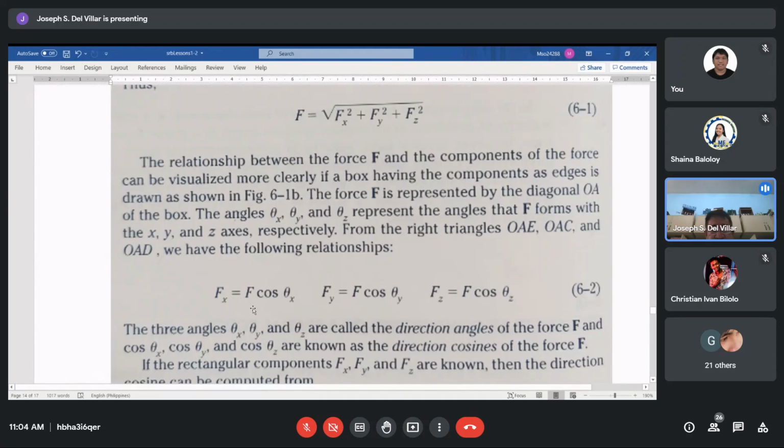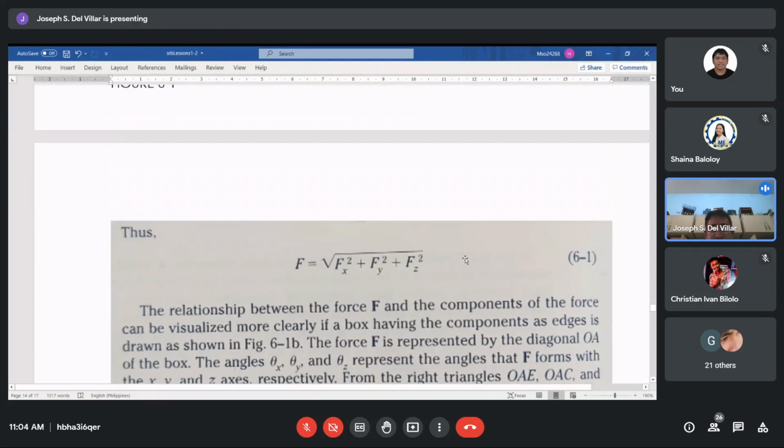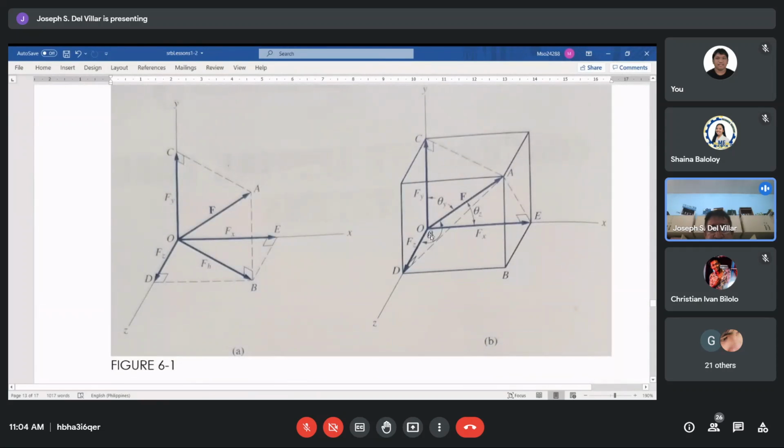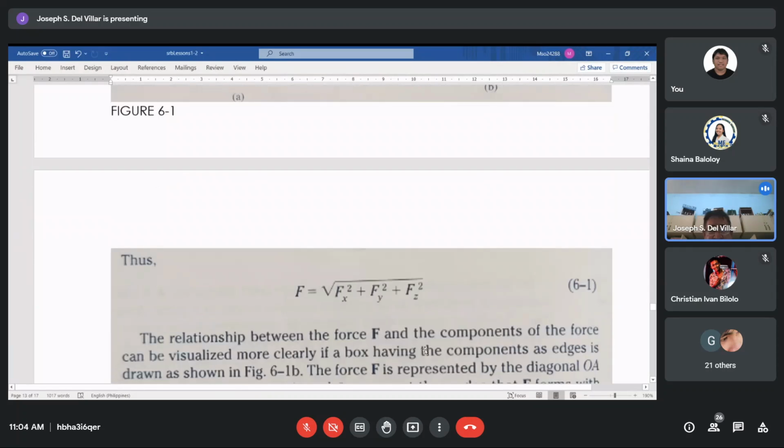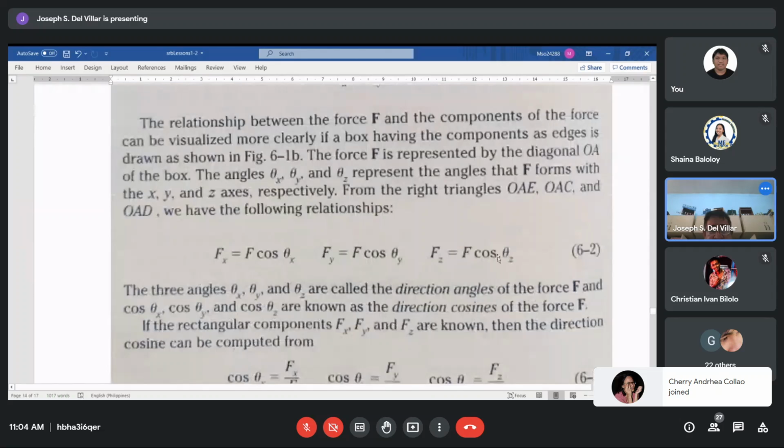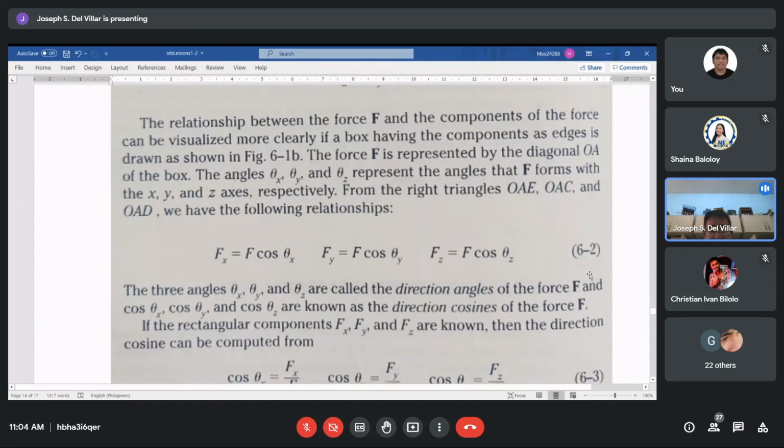Okay? So itong equation 6-2, ito yung dinerive natin doon sa right triangle. Dito sa tatlong right triangle. Okay? In-express natin yung Fx in terms of the force F. That Fx is equal to F cosine of theta x. That Fy is equal to F cosine theta y. And Fz is equal to F cosine theta sub z. So ito na siya. Okay? So take note, lahat yan cosine. Wala kayong makikitang sine. Okay? Because all the components are adjacent to the angle, to the three angles.